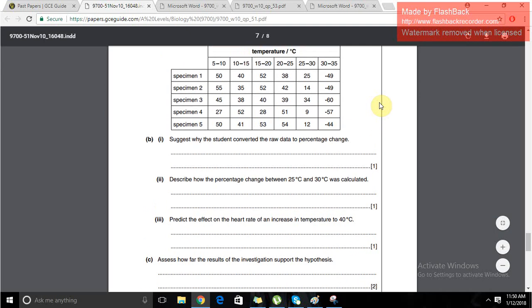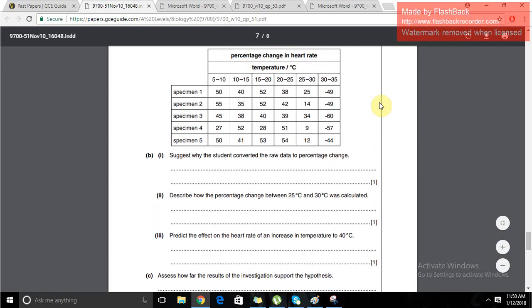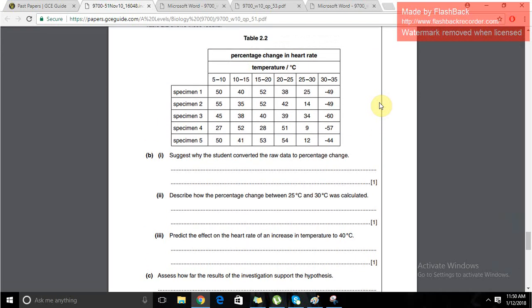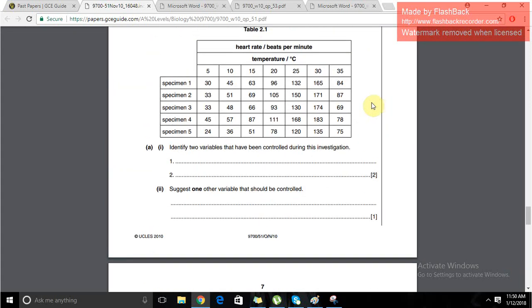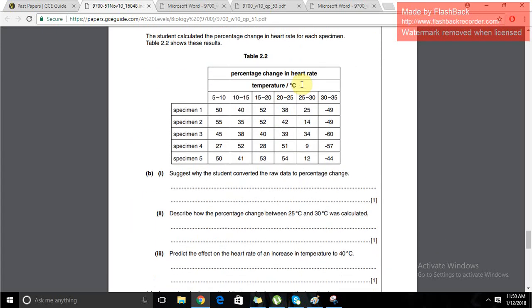How was the change between 25 and 30 calculated? Basically 165 minus 132, over 132, times 100. That is basically how percentage is calculated.